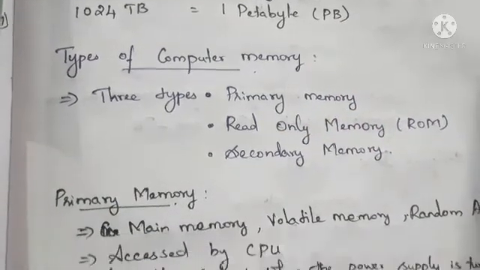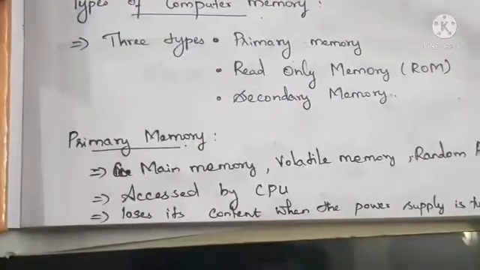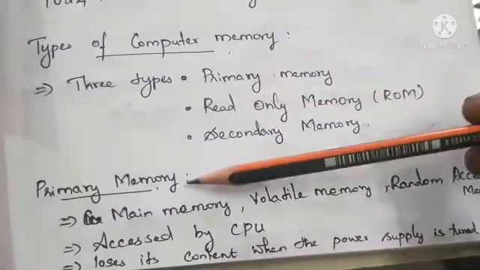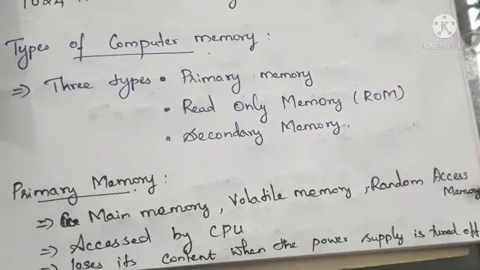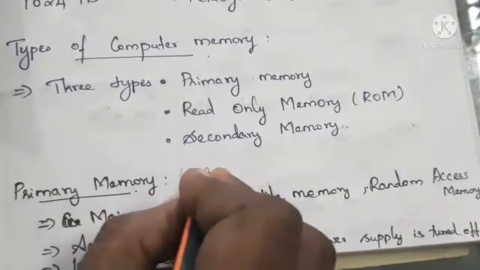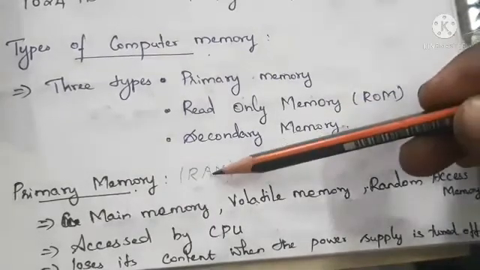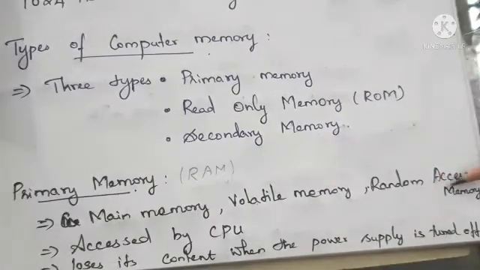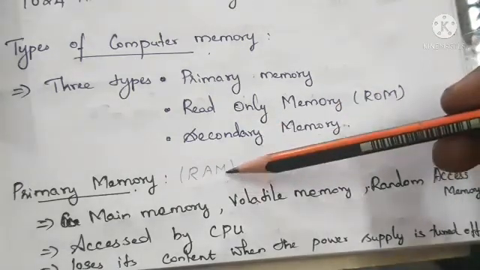Okay, next we can see the first memory, that is the primary memory. We can call this primary memory main memory, volatile memory, or we can say random access memory. This primary memory we can also say as RAM. Why are we calling it RAM? Because it means random access memory. The short form of random access memory is RAM.